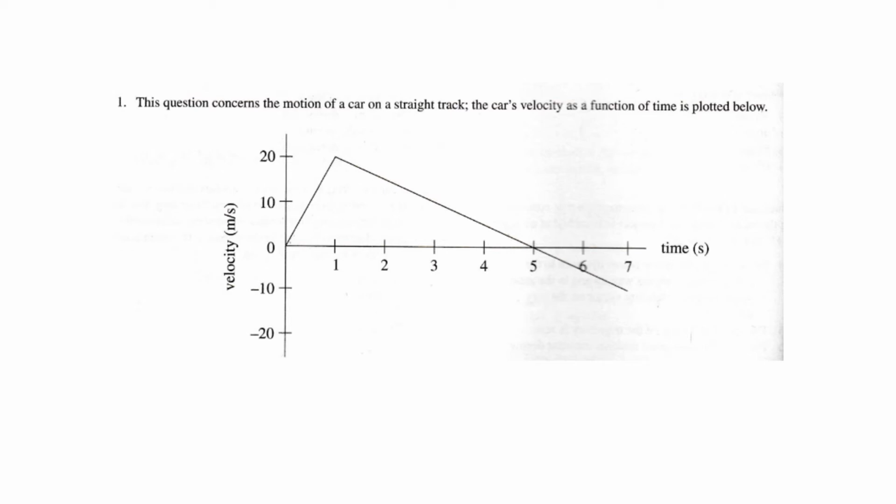Alright, so today we're going to do your kinematic review. So what we have here is a question concerning the motion of a car on a straight track, so no turning. The car's velocity is shown, so that's velocity. That will matter. Alright, part A, describe what happens to the car at t equals 1.